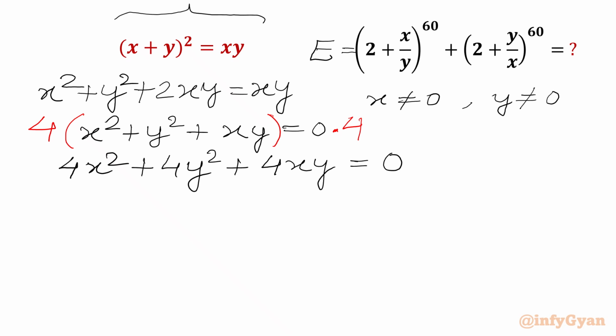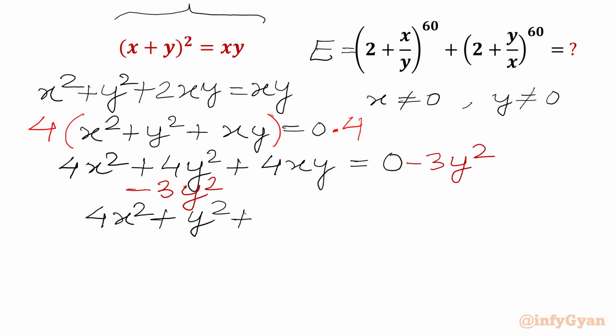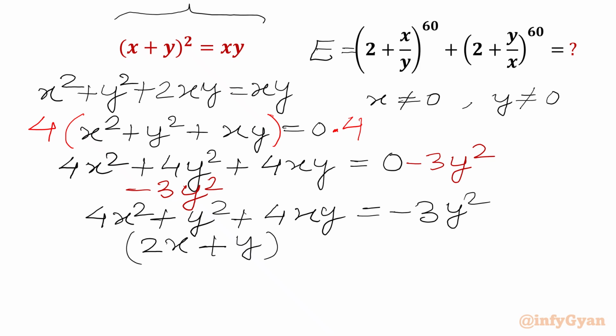Now we can subtract 3y^2 from both the sides. So I will write minus 3y^2 and this side also I will write minus 3y^2. So we will get LHS 4x^2, 4y^2 minus 3y^2, this will give us plus y^2 only, plus 4xy, and RHS we will write minus 3y^2. Now LHS is one perfect square of (2x + y) and RHS is minus 3y^2.